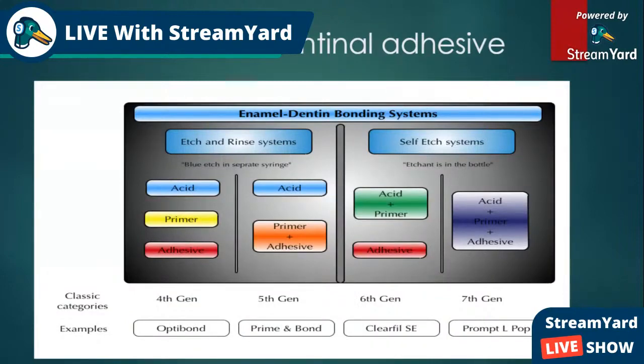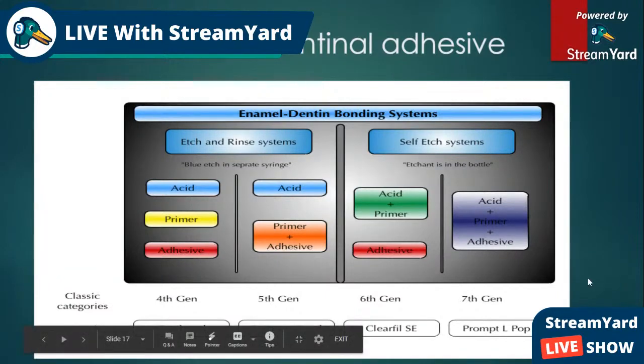So here's the classification of the adhesive. The first three classifications were quickly removed from the practice because they didn't give the desirable results. So we'll be starting from the fourth generation. There are two systems for enamel dentine bonding: first the etch and rinse system, and then the self etch system, where you don't have to remove the etchant in order to remove the smear layer.